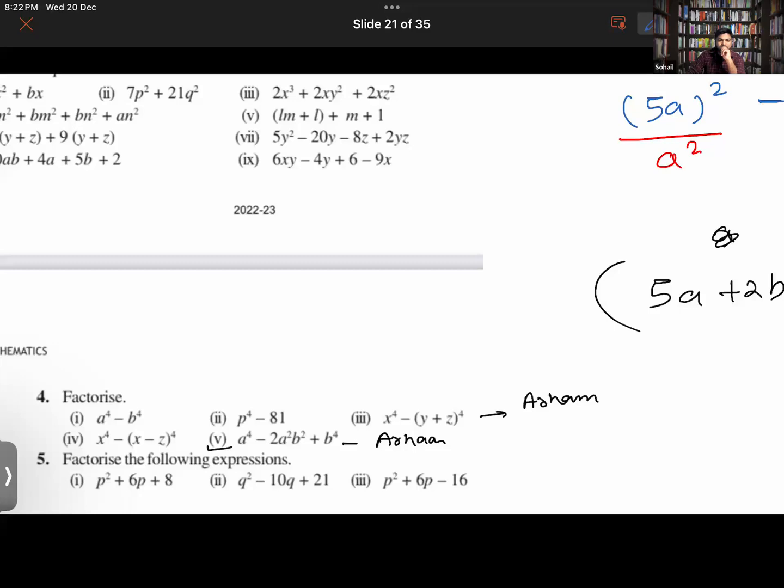Sir, I got it. What value are you getting? So a minus b whole square into a plus b whole square. That should be the answer. What about you, Arham? So I'm still solving. Okay, okay. Arhan, you also solve this, the question Arham is solving.